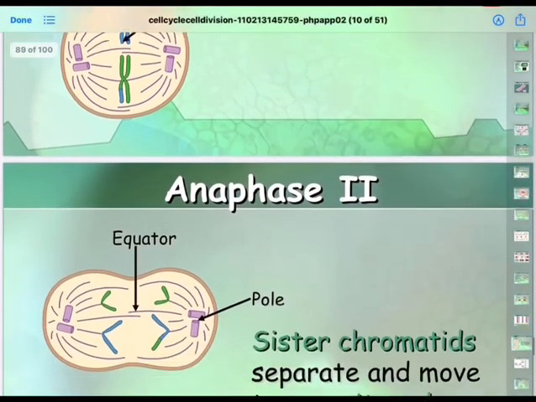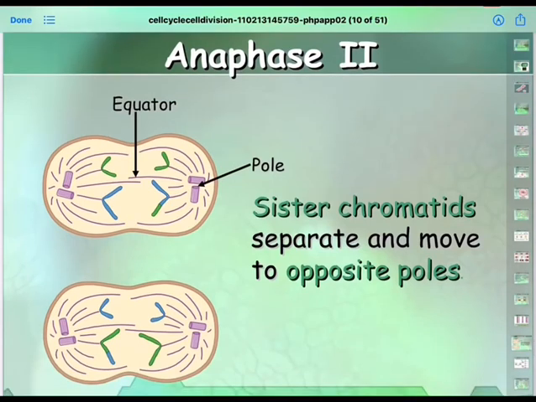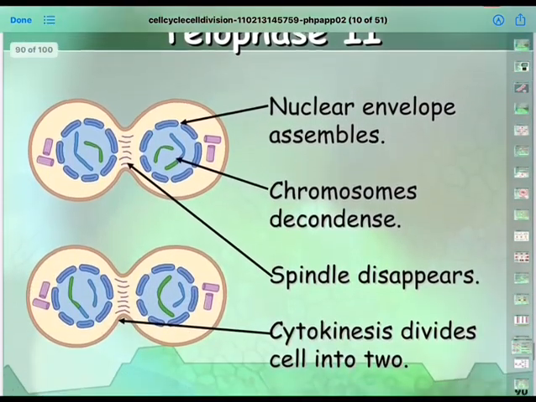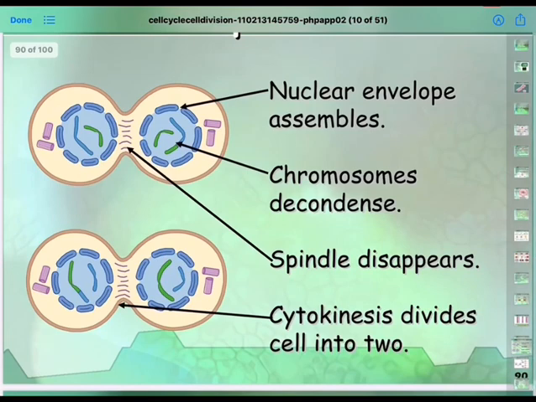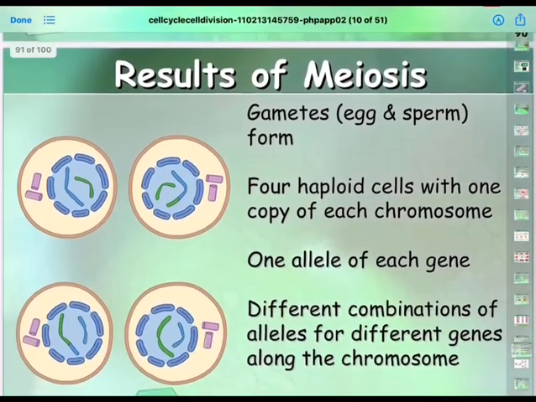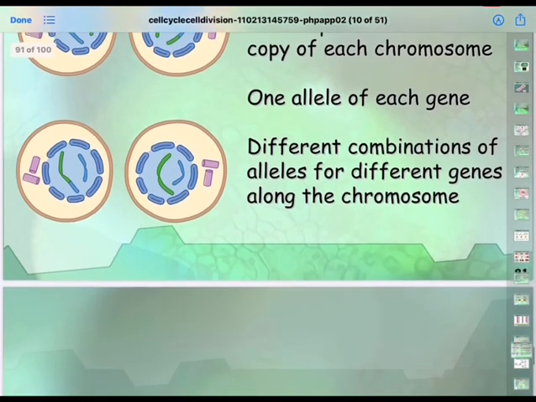So in prophase 2, the nuclear envelope fragments and spindle formation starts. Metaphase 2 is very, very characteristic. What is the difference between metaphase 1 and metaphase 2? Please identify it. Write down on a paper what the differences are. Similarly, anaphase 1 and anaphase 2: as I just said, sister chromatids separate and move to opposite poles. And in telophase 2, the nuclear envelope assembles, chromosomes decondense, the spindle disappears, and cytokinesis divides cells into two. So 4 cells are formed.